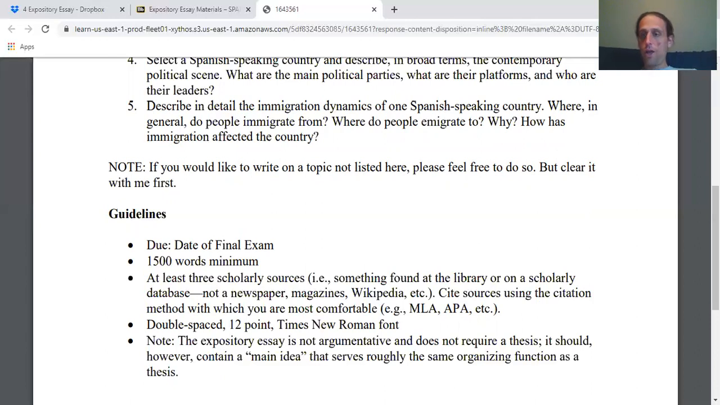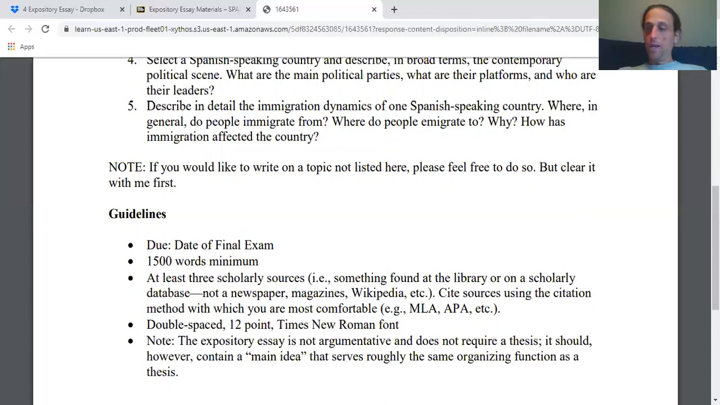Third, your essay should include reference to at least 3 scholarly sources. Now, I say something found at the library. Obviously, in this case, I mean something found on a database at the library. In general, newspapers, magazines, Wikipedia, although useful for informing yourself about the topic, will not count as scholarly sources. You should cite the sources using the citation method with which you are most familiar. So if you prefer MLA, that's great. If you want to do APA, Chicago, Turabian, doesn't matter to me as long as it's consistent and easy to follow. I would like you to double space the essays and type them in something like Times New Roman 12 point.